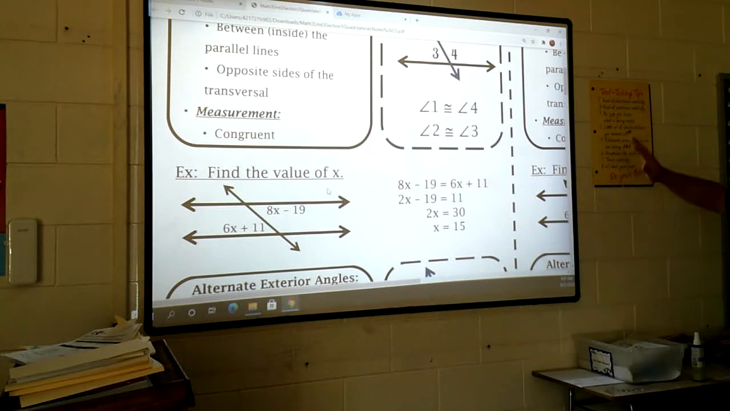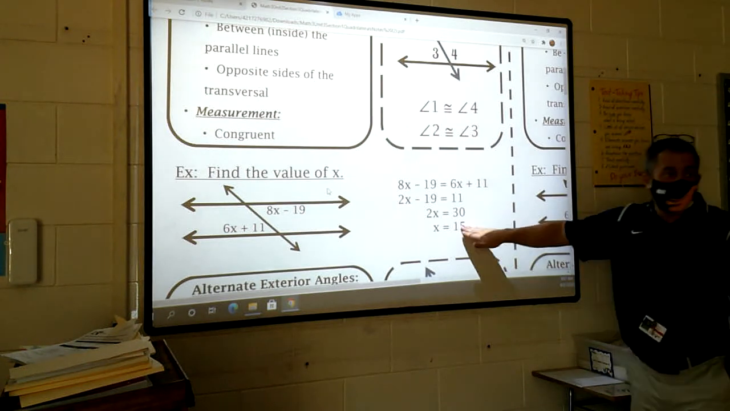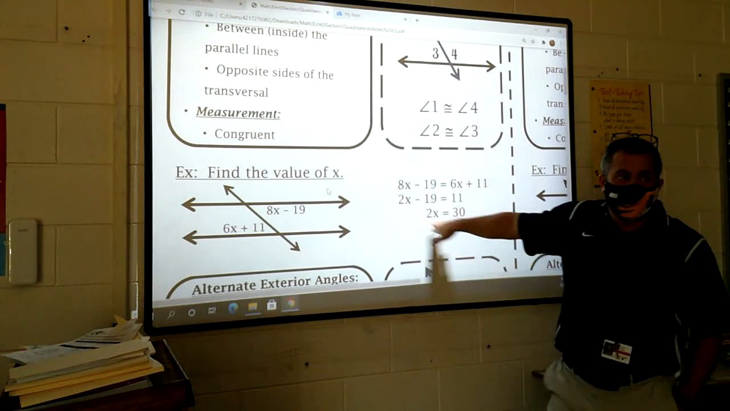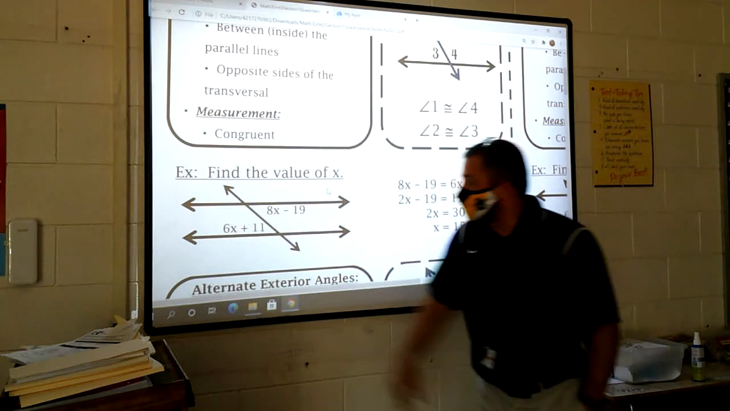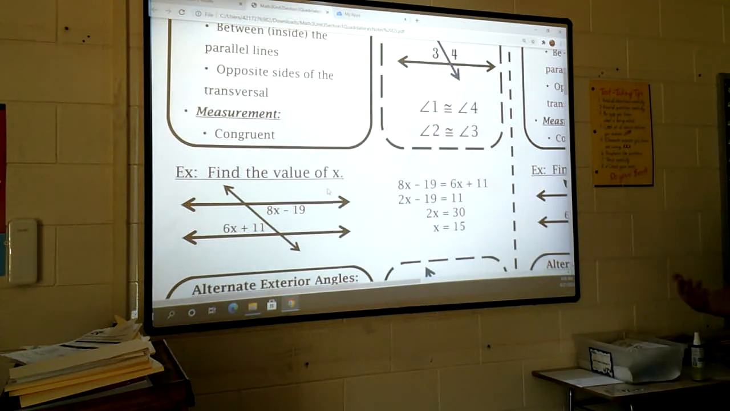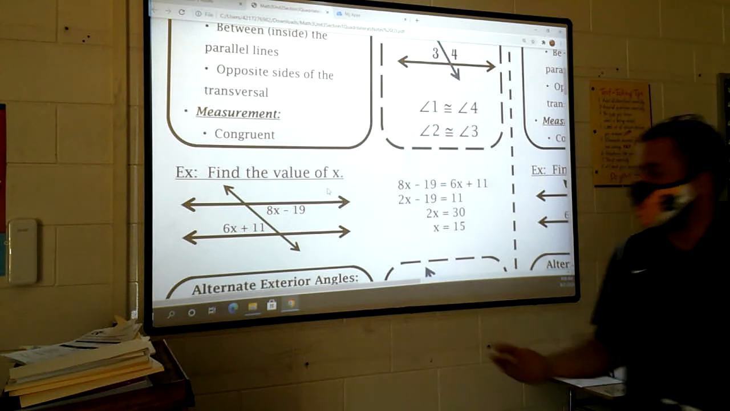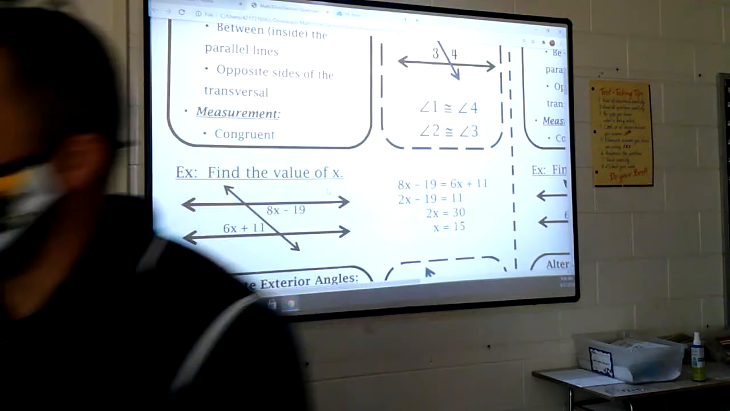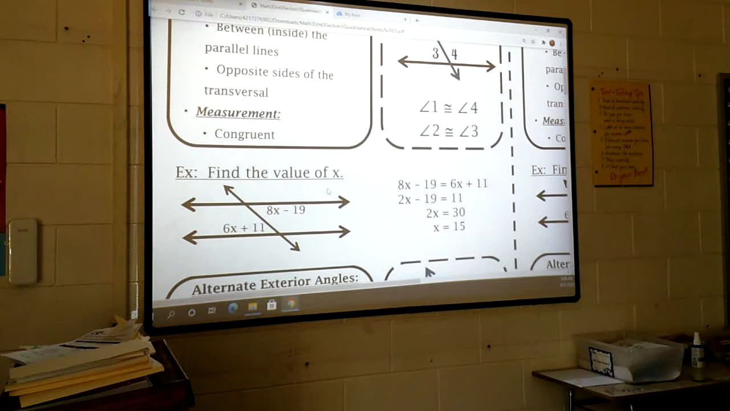Now, it may ask you to find the value of x like it did here. It may also ask you to find the measure of the angle. If it asks you to find the measure of the angle, then we could plug 15 in, and we would say 6 times 15 is 90, plus 11 is 101. So we know that both angles are 101 degrees. We can always plug it back in and figure out what it's going to be. So that is alternate interior angles.